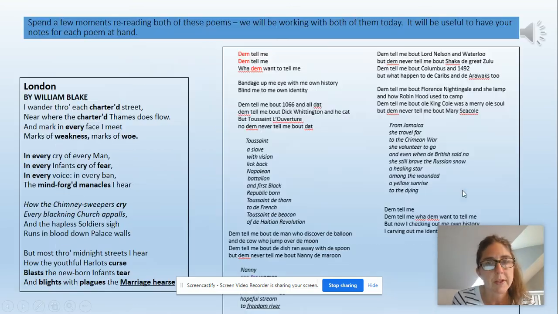Okay, so the poem that you're going to be comparing London to is Checking Out History. We've reprinted it here for you. So I would just spend a few moments rereading both of the poems, and it's going to be really useful to have both of your notes at hand. Although we're going to be writing about and planning notes on Checking Out History today. So spend a few minutes looking at that.